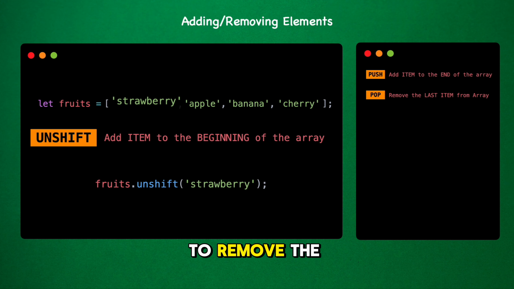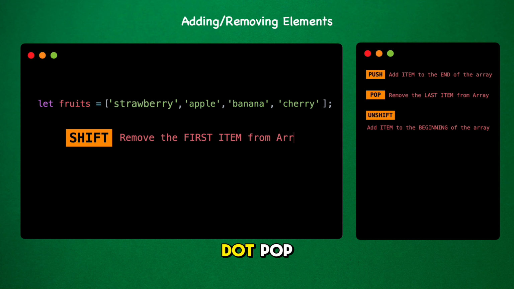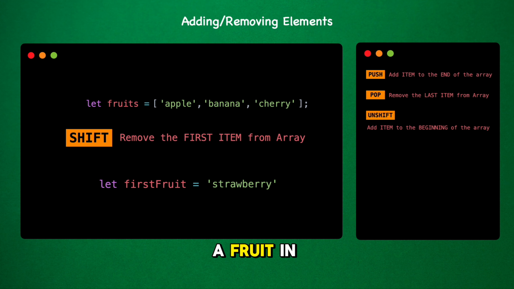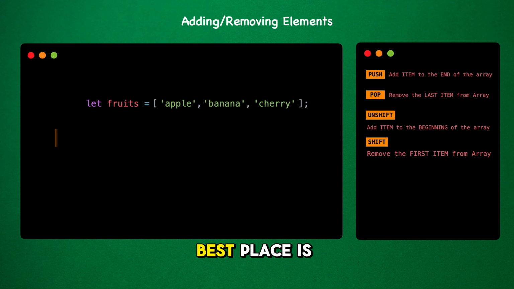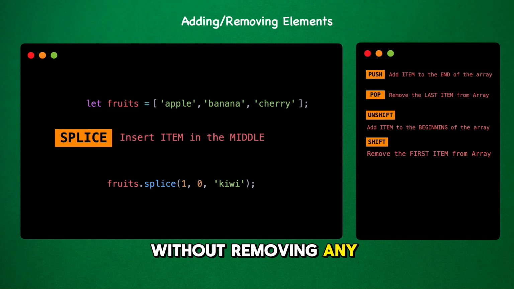If we need to remove the first element, we can call .shift, which works like .pop, but for the first element. There goes strawberry. What if we need to insert a fruit in the middle, or replace one? Splice is the method for that. Let's insert kiwi at the second position without removing any item.